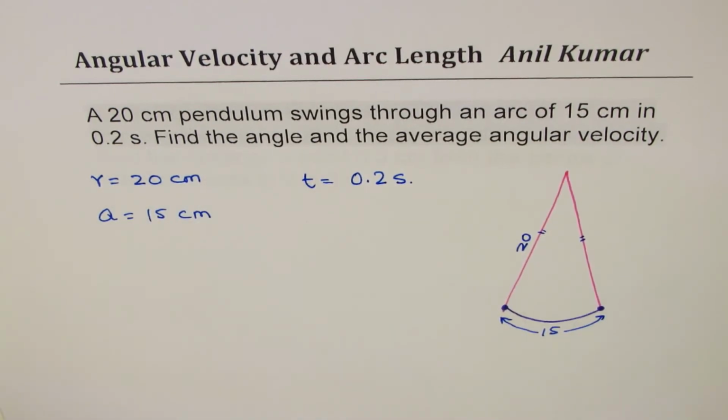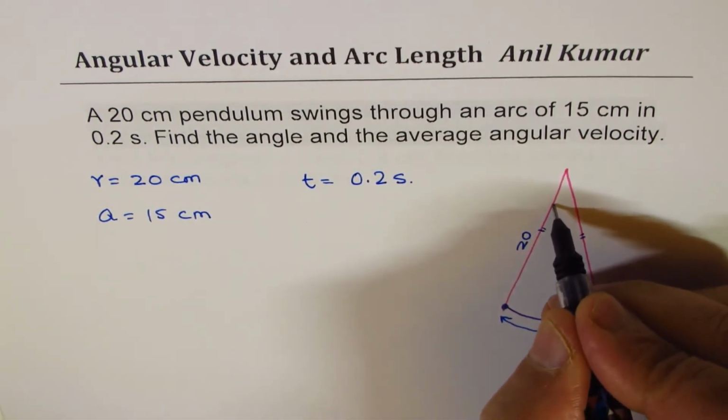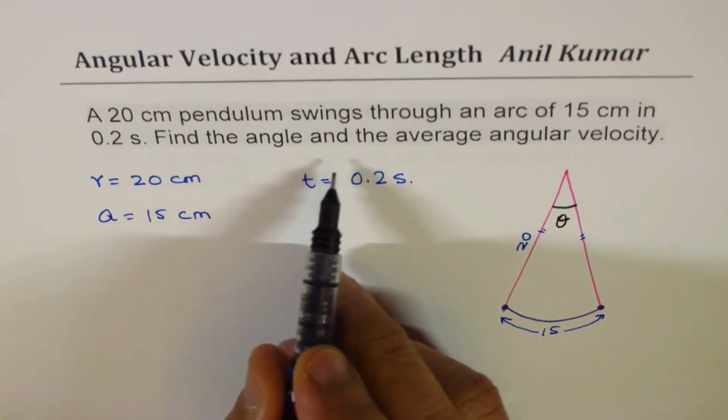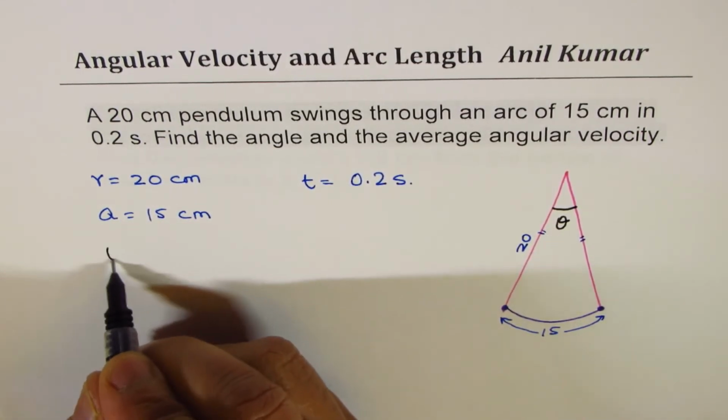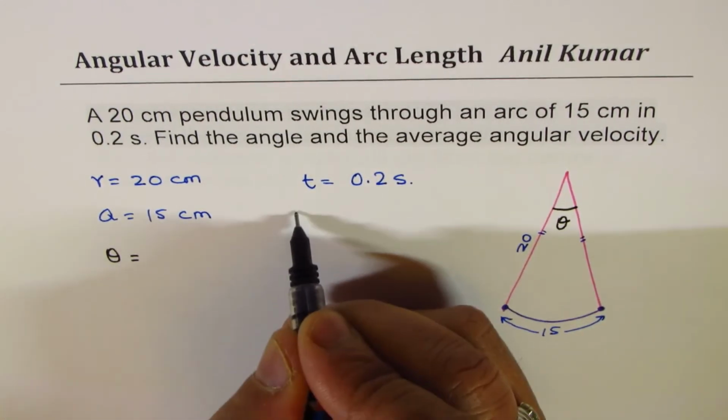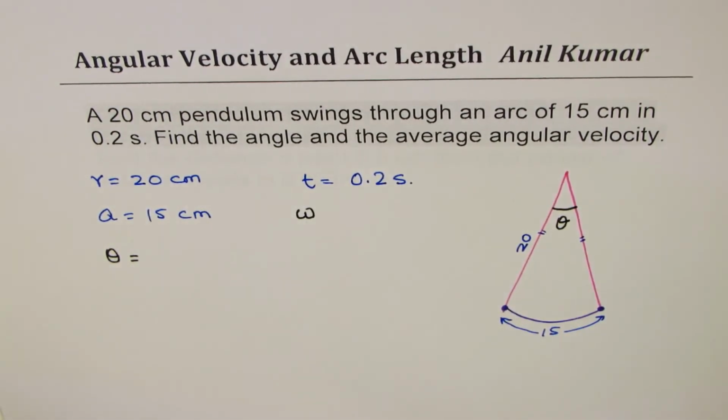We have to find the angle. Let's say this is the angle which we have to find, and the average angular velocity. So we have to find 2 things. First is the angle, and then we have to find the average angular velocity omega.